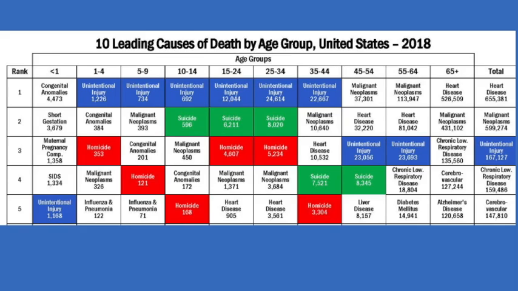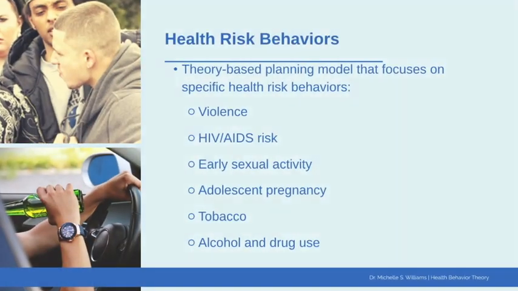So let's look at some of the health risk behaviors for which this program planning model has been used in the past. It's included things such as violence, which would be appropriate because, as you saw, the leading causes of death for people under the age of 24 were violence related, including self-injury through suicide, as well as homicide. Then HIV/AIDS risk. Although HIV/AIDS was not one of the leading causes of death for youth, did you know that nearly a quarter of new HIV/AIDS diagnoses are among youth? So that's definitely a high priority for youth risk behaviors, as well as early sexual activity, adolescent pregnancy, tobacco, alcohol, and drug use.